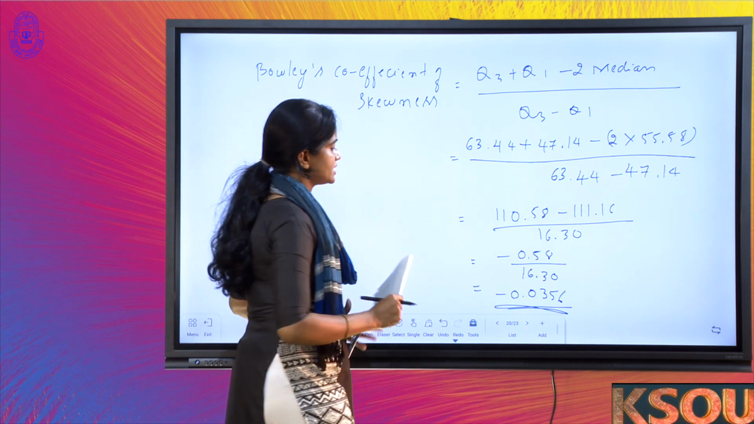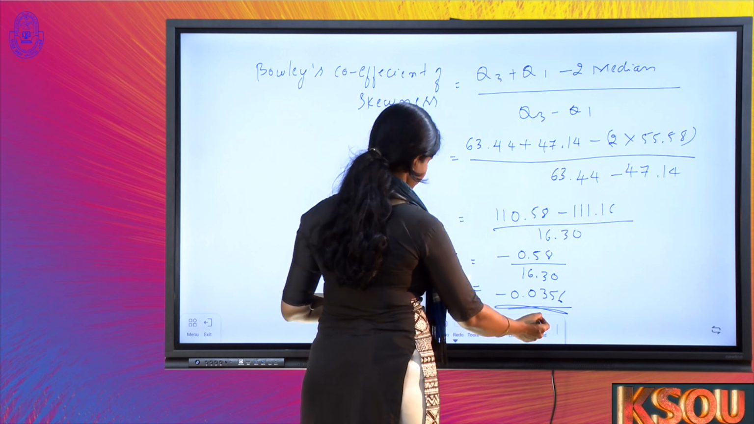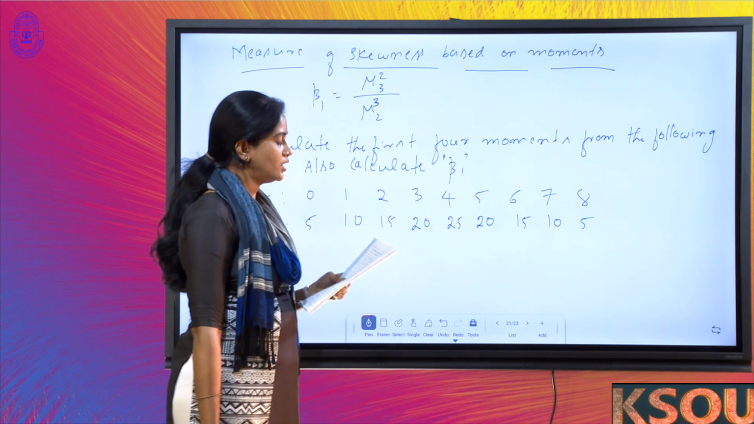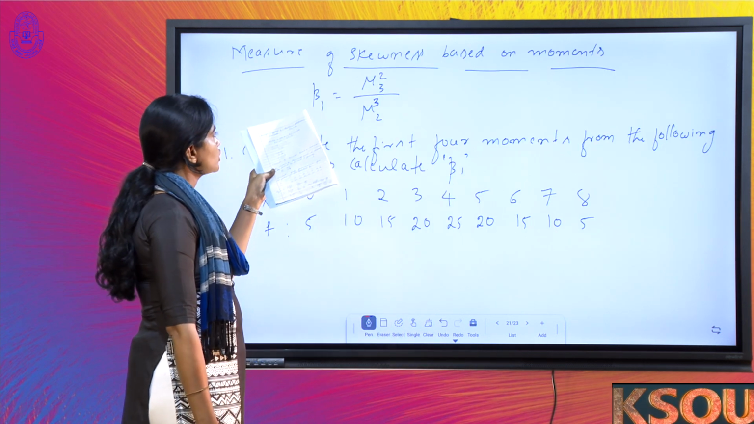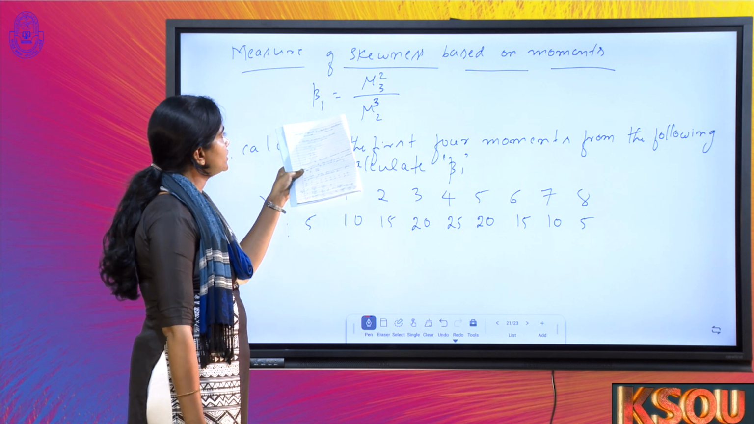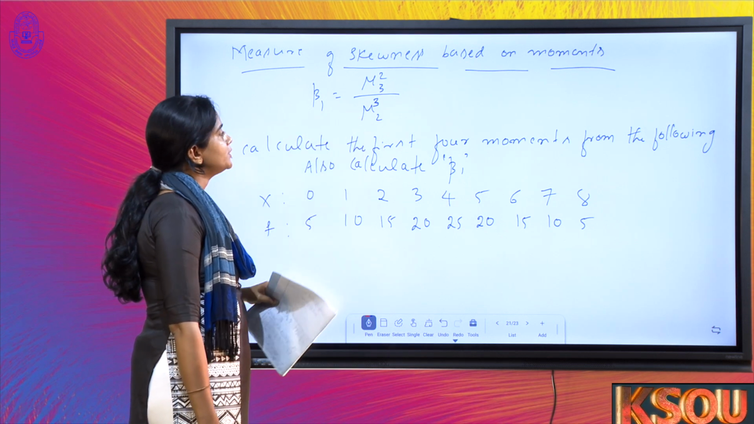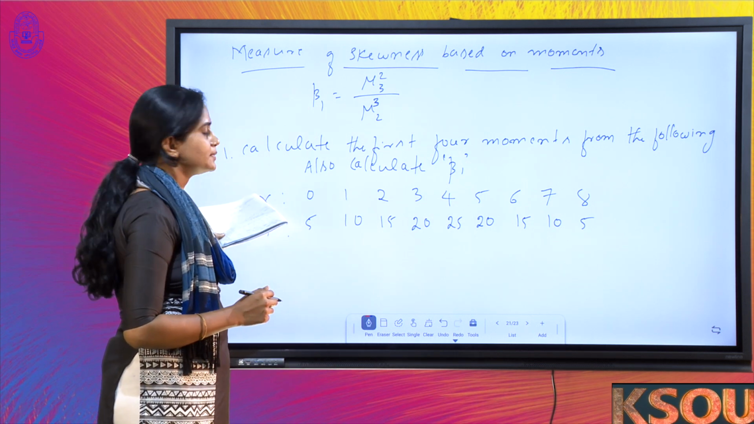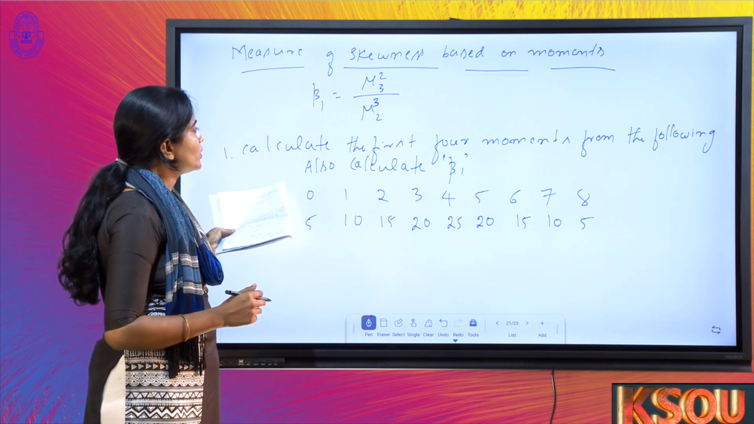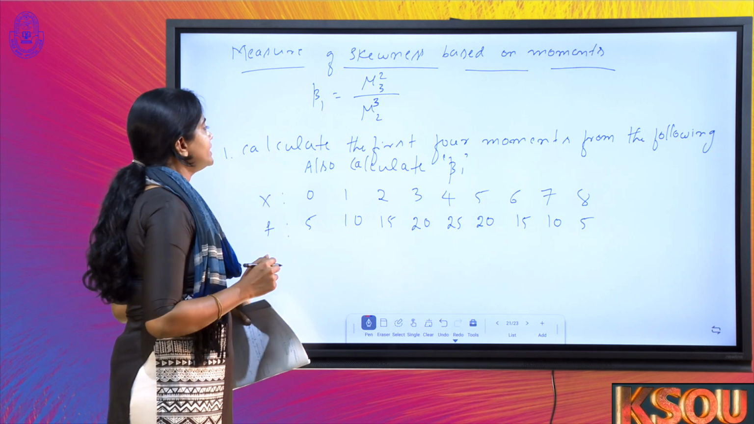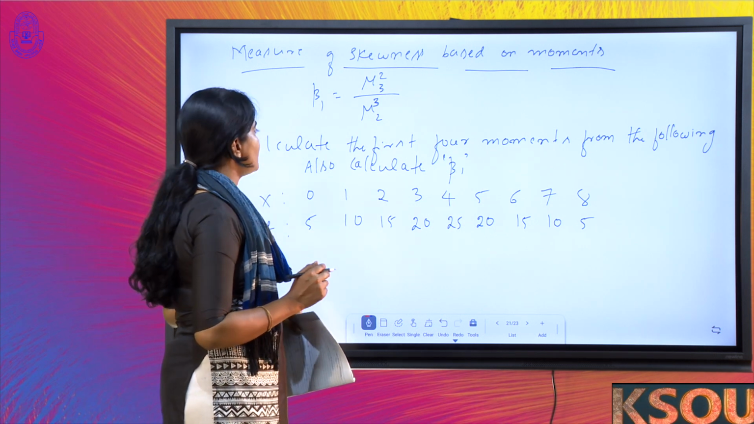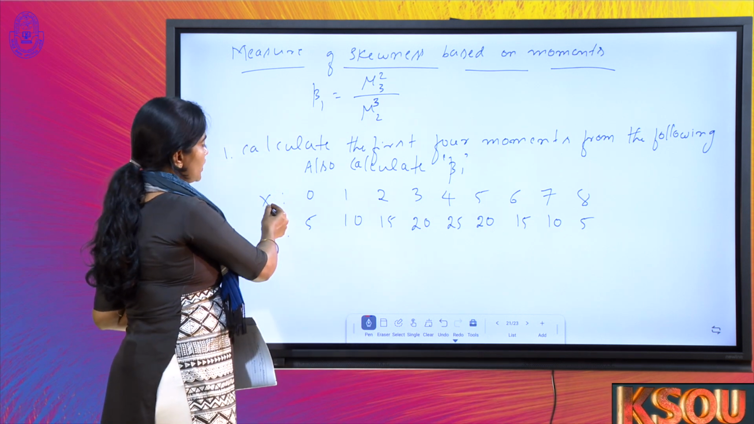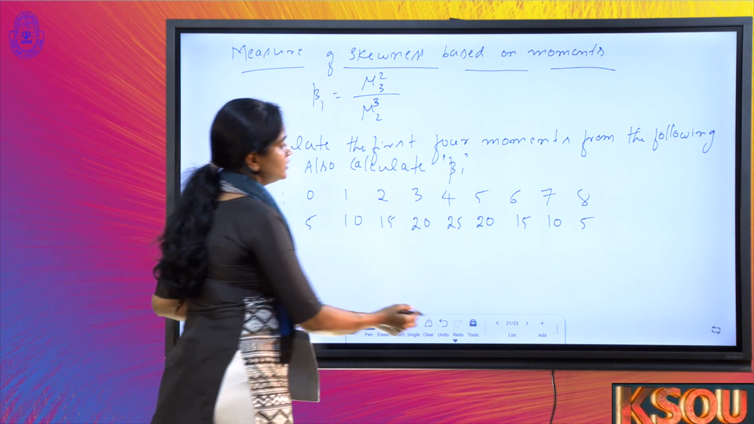So, next one is the last measure of skewness. It is based on moments. So, based on moments, that is beta 1 is equal to mu 3 square by mu 2 cube. Okay. So, let us take this simple example in order to know what moments are. Calculate the first 4 moments from the following, also calculate beta 1. So, here you have x and f variables.